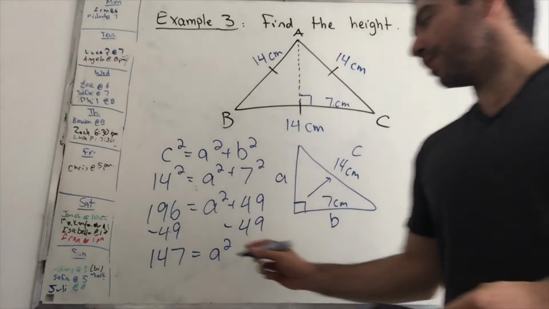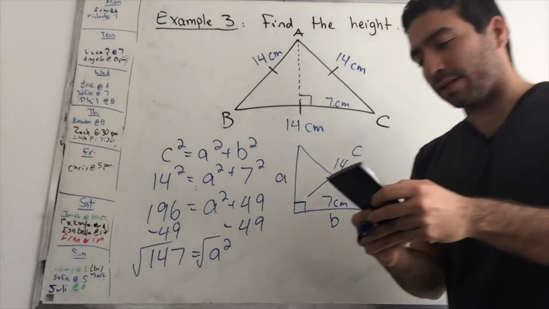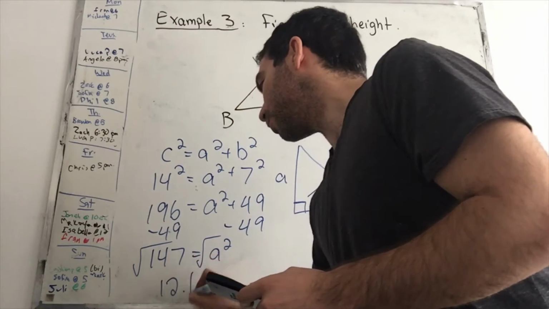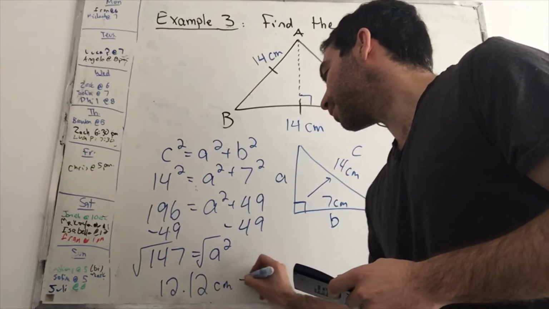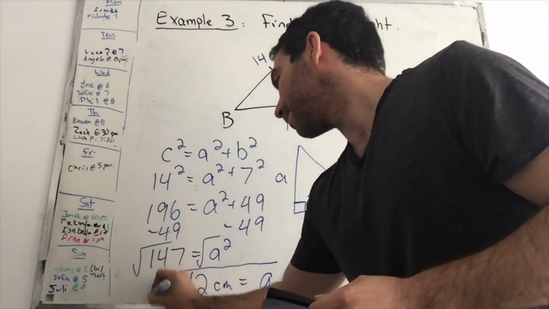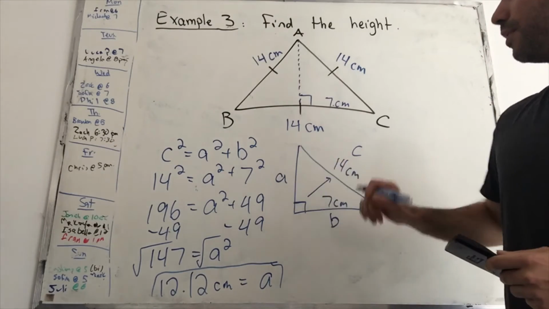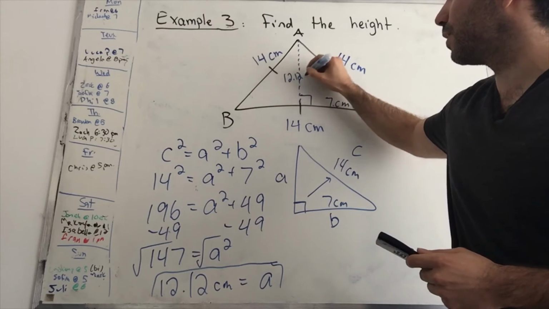And the last step is to square root your answer. Notice in this example we get a decimal, but that's okay. That's fine. It won't always be a whole number. So we get 12.12 centimeters equals A. So A was this length of the triangle, which ends up being the height. So the height is 12.12 centimeters.